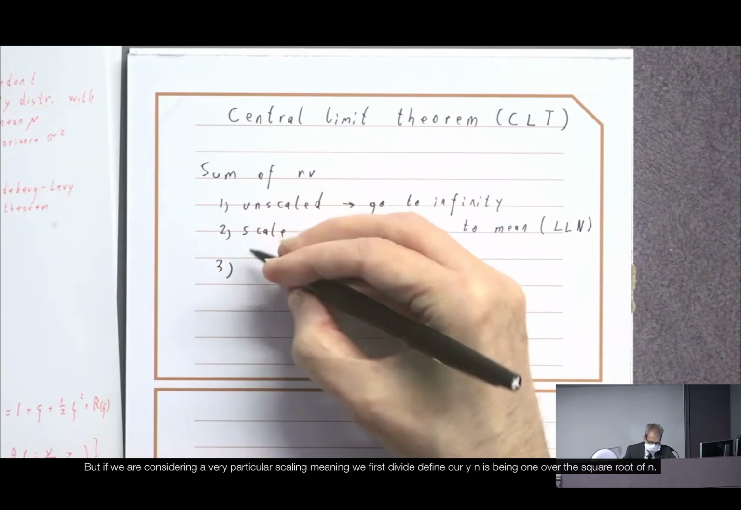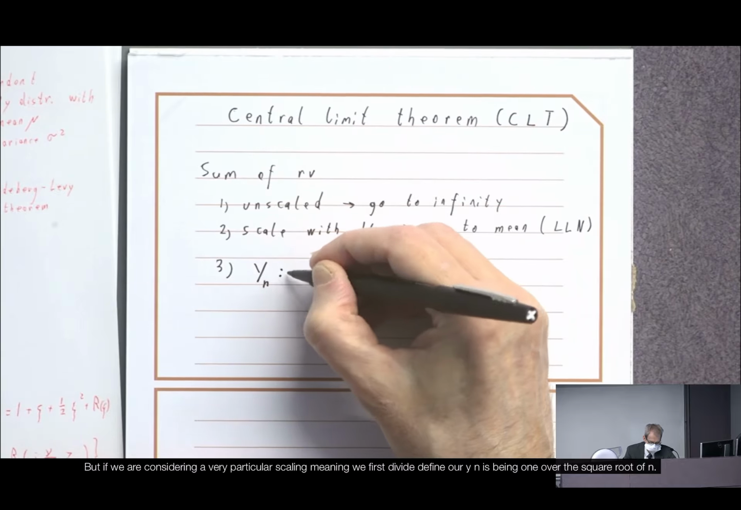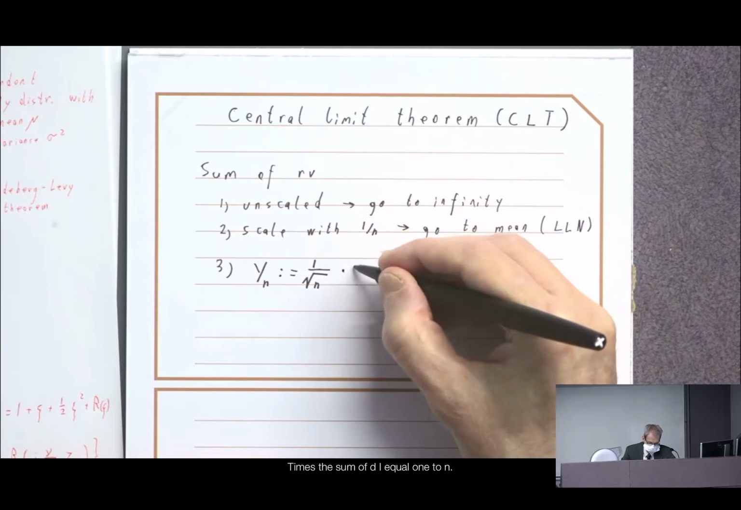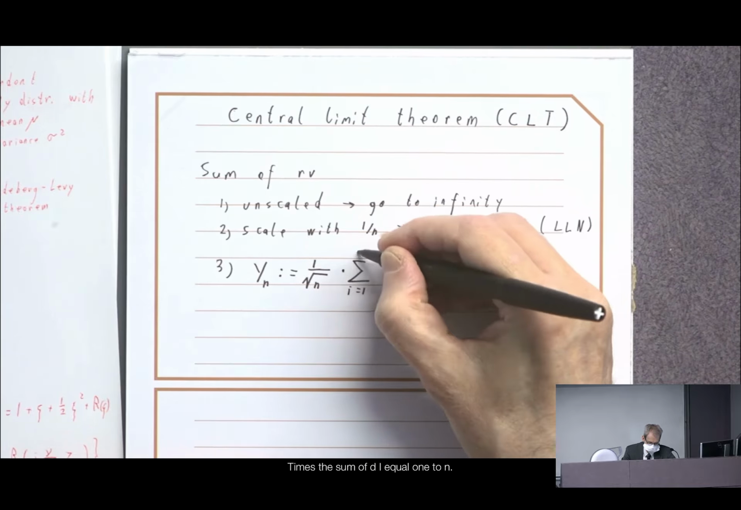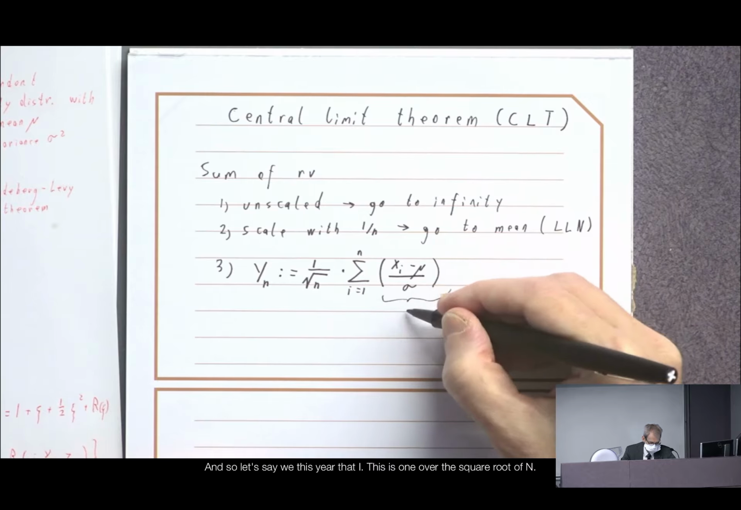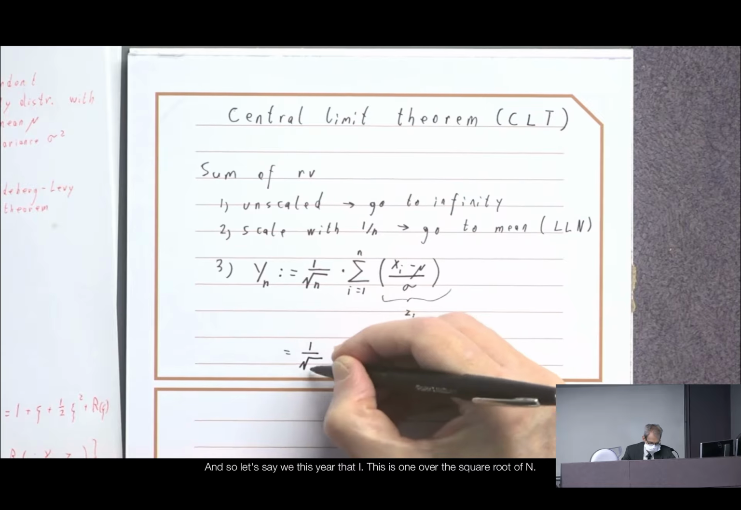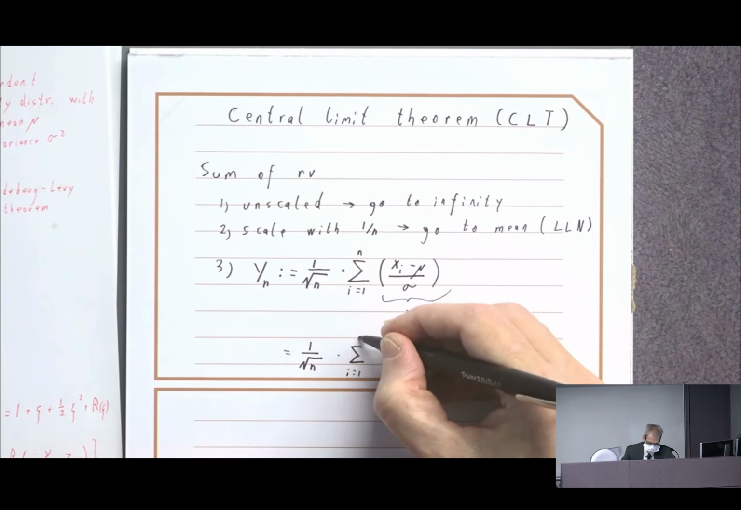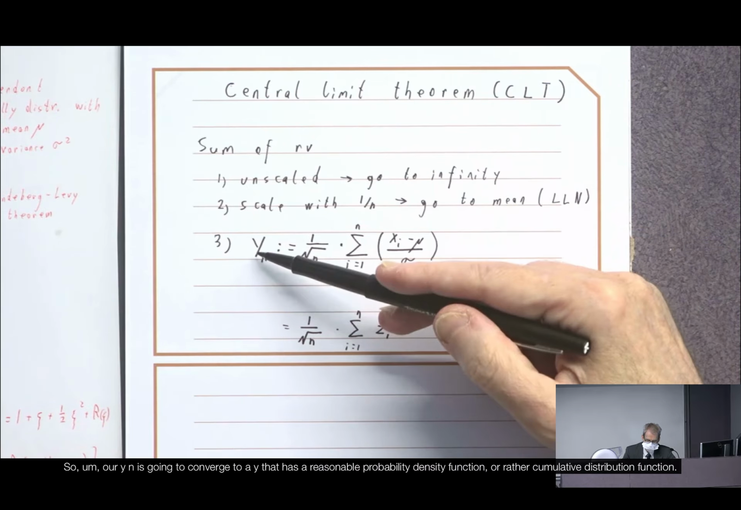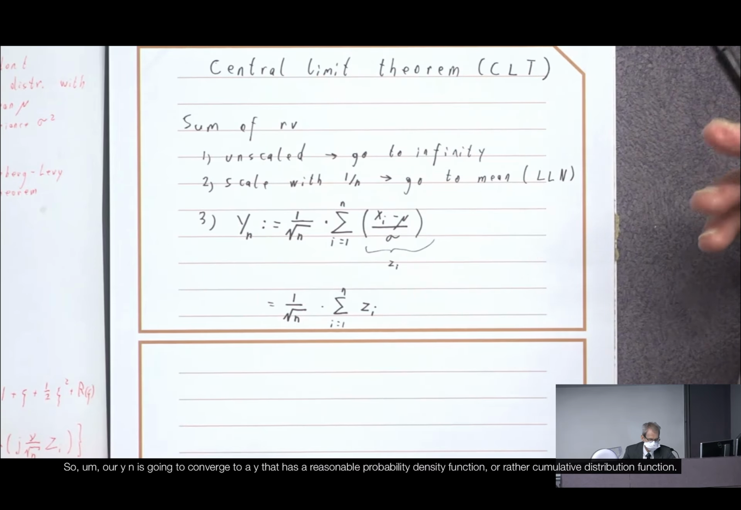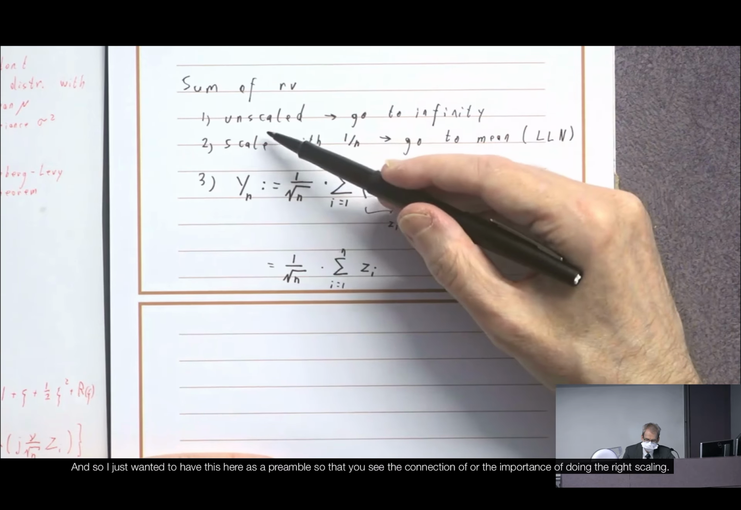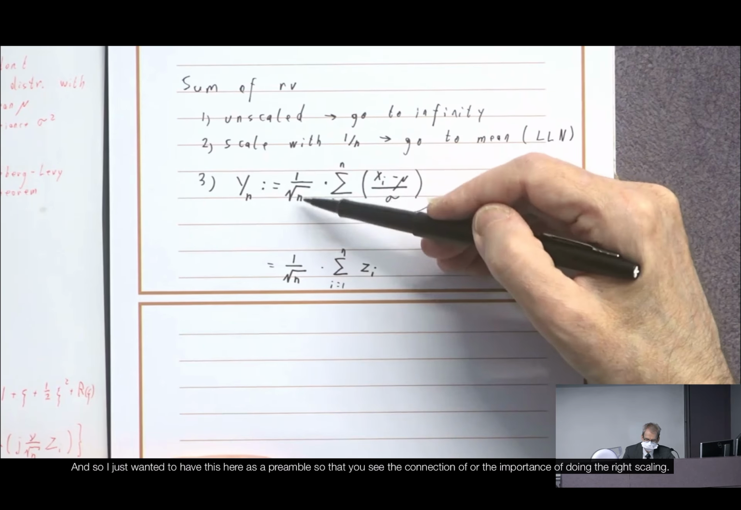But if we consider a very particular scaling, meaning we first define our Yn as 1 over the square root of n times the sum from i equal 1 to n of (Xi minus mu) divided by sigma, and let's call this term here our Zi, then we get to a random variable. Our Yn is going to converge to a Y that has a reasonable probability density function, or rather cumulative distribution function. I wanted to have this here as a preamble so that you see the importance of doing the right scaling.